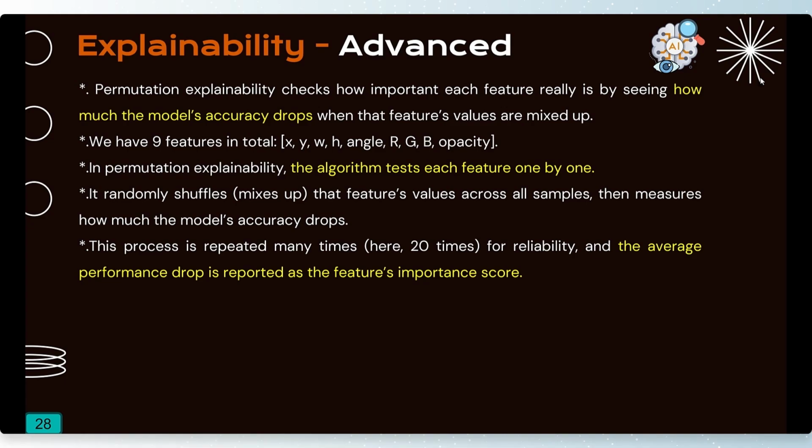In permutation explainability, the algorithm tests each feature one by one. It randomly shuffles the features' values across all samples, then measures how much the model's accuracy drops. This process is repeated many times, here 20 times for reliability, and the average performance drop is reported as the feature importance score.